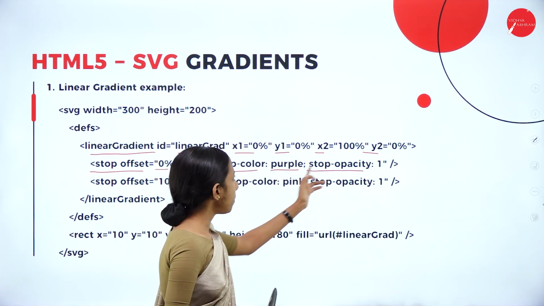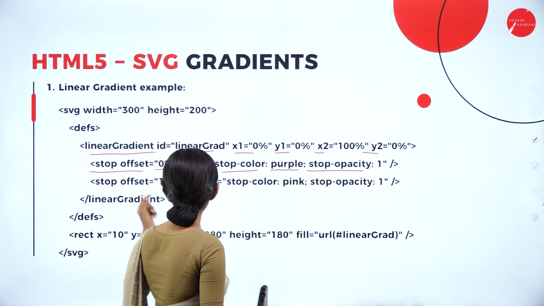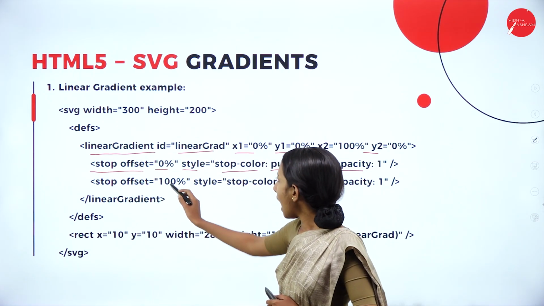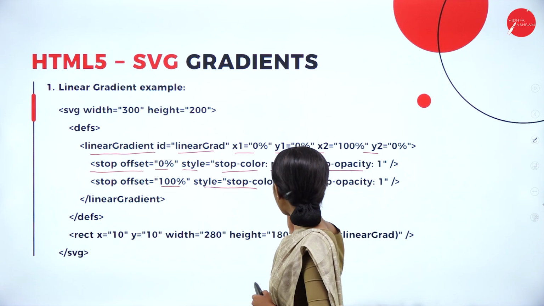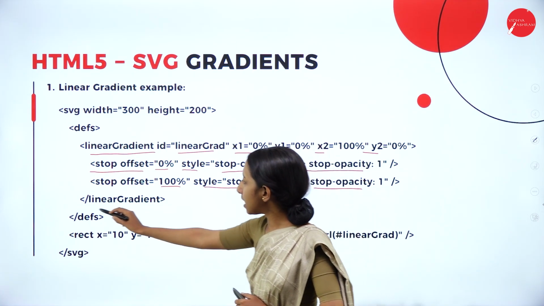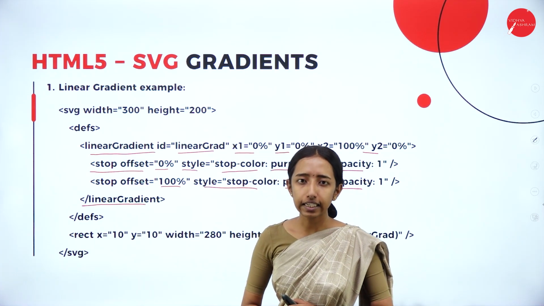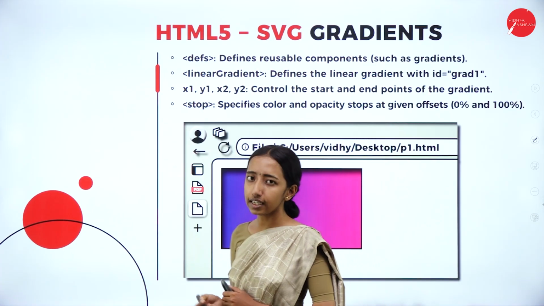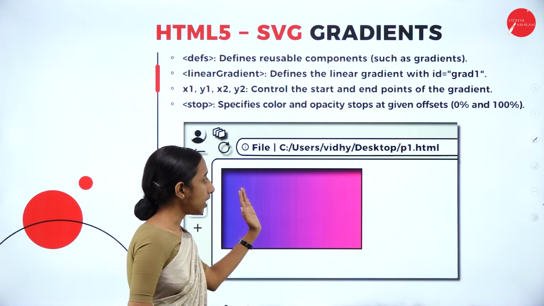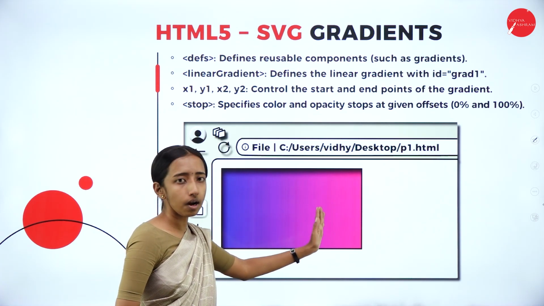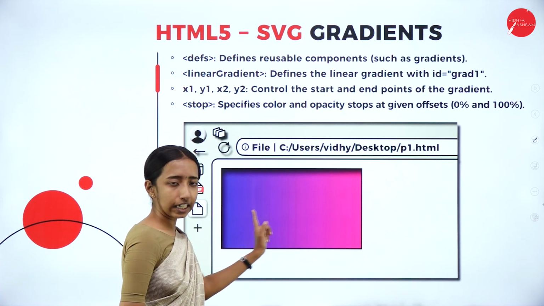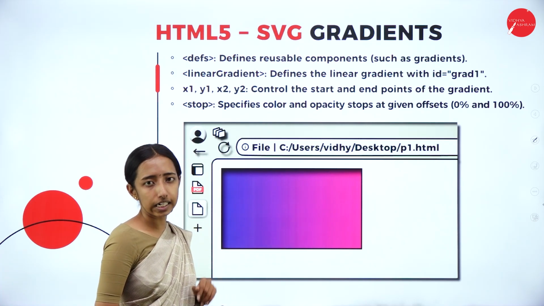So here the opacity is 1, and next the stop offset is given as 100% and the style stop color pink with a stop opacity 1. And last, I have closed the linear gradient. So here you can see the example of the code that we have taken. Here the purple is changing to the pink with a linear gradient. So from the start to the end, it is changing the color.